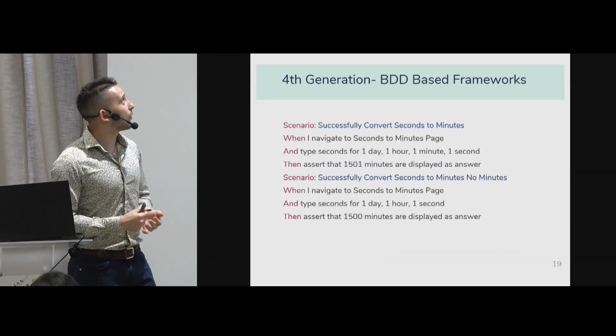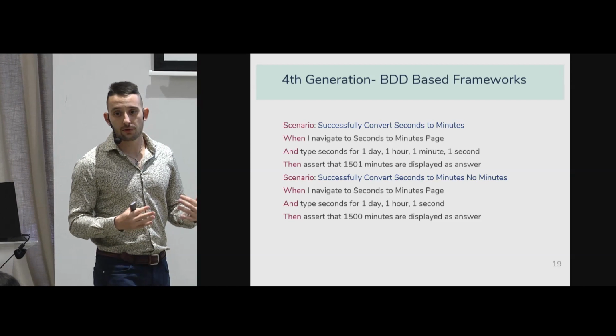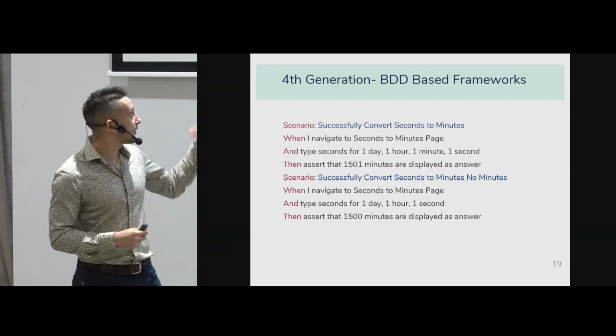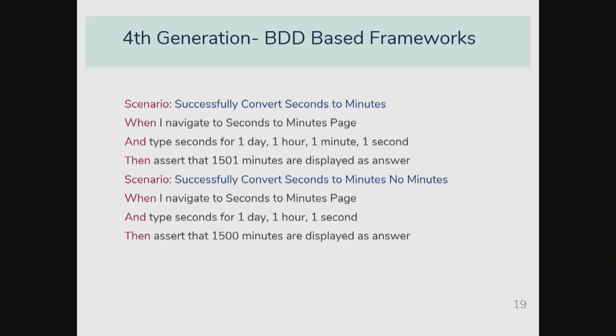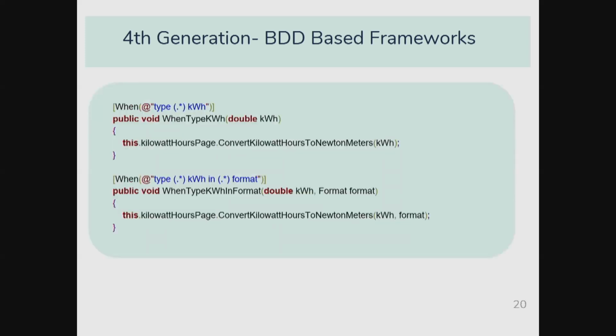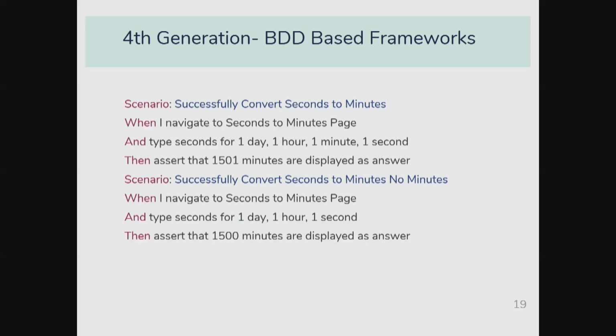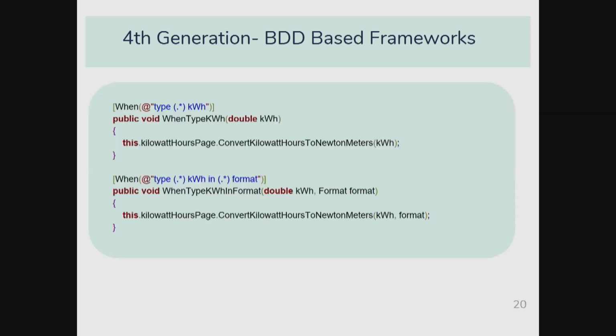And another type of 4th generation framework are the so-called BDD frameworks. This is like Gherkin syntax. This is SpecFlow in .NET. I think it's a really powerful technique because it's human-readable tests and is the communication between QAs, developers, and business people. And as I told you, for each sentence, we need to have this mapping function in order for the code to be able to work.